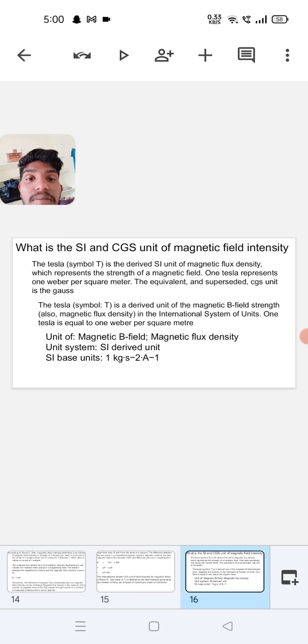The Tesla, symbol T, is the derived SI unit of magnetic flux density, which represents the strength of a magnetic field. 1 Tesla represents 1 Weber per square meter. The equivalent CGS unit is the Gauss. The Tesla is the derived unit of the magnetic B field strength. 1 Tesla is equal to 1 Weber per square meter.